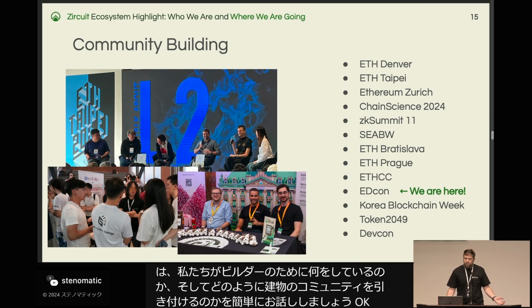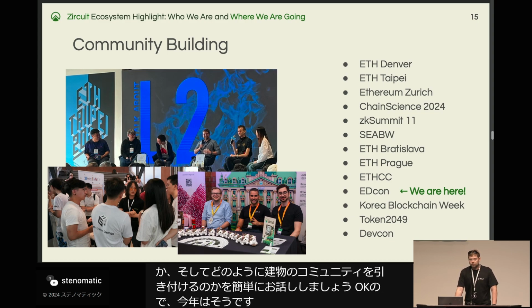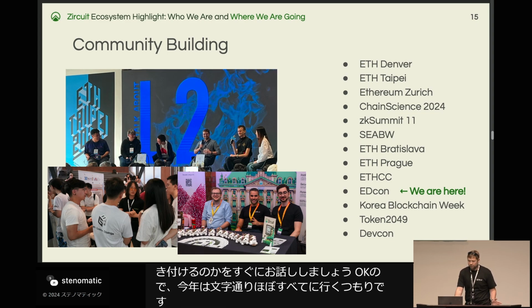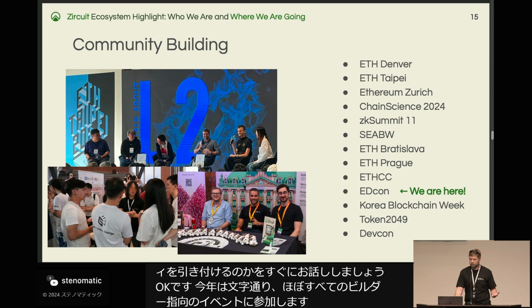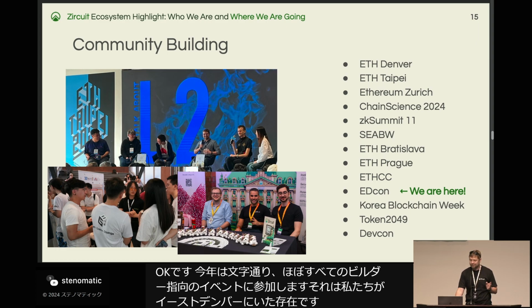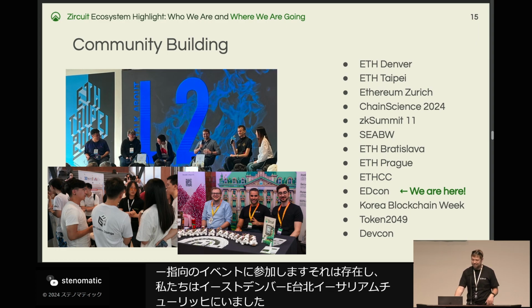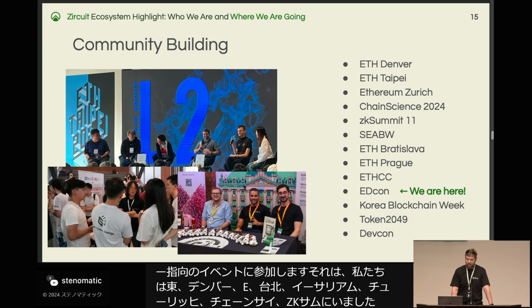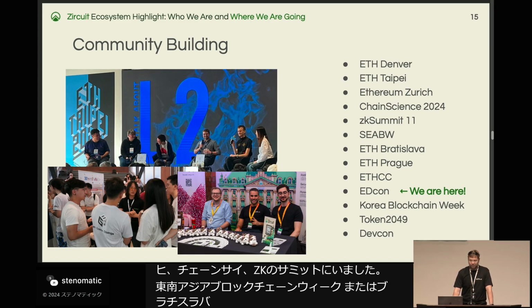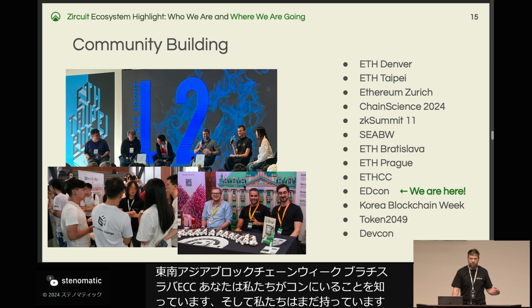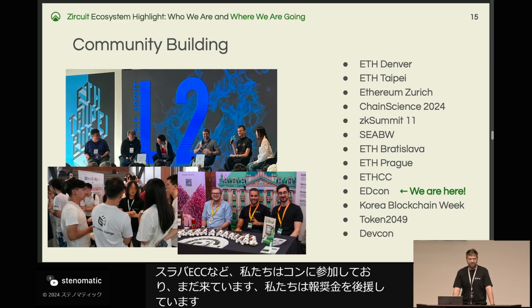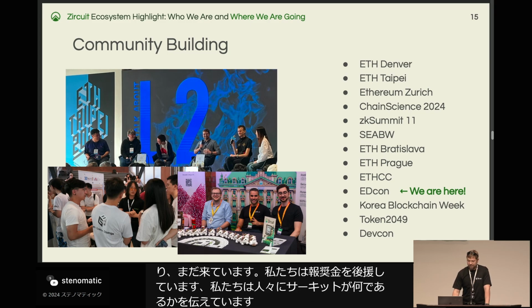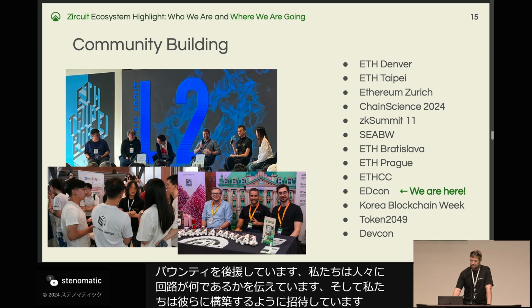So this year, we are literally going to almost every single builder-oriented event that exists. We were at ETH Denver, ETH Taipei, Ethereum Zurich, Chain Science, ZK Summit, Southeast Asia Blockchain Week, ETH Bratislava, ETH Prague, ECC, now we are at EDCON, and we still have more coming. We are sponsoring bounties, we are telling people what Zircuit is, and we are inviting them to build, okay?